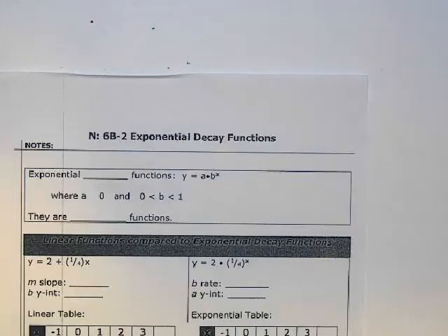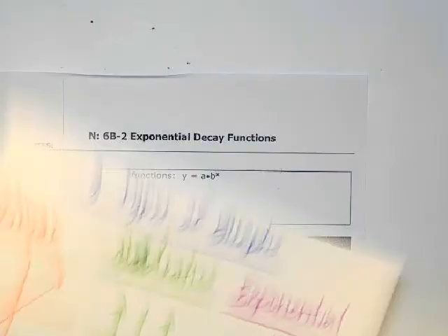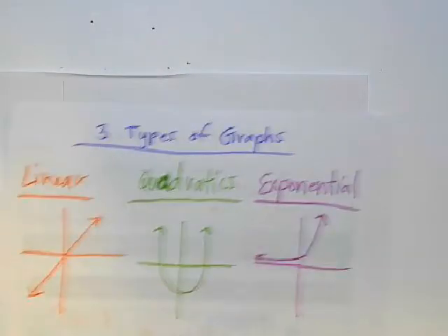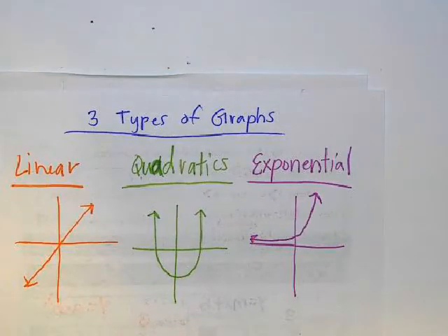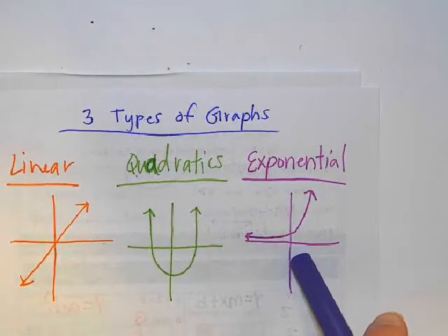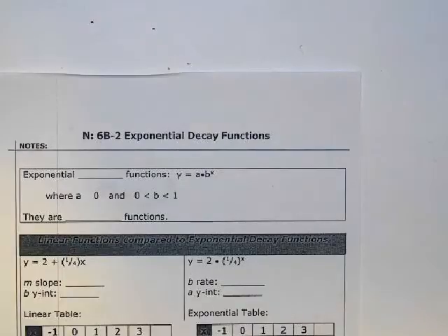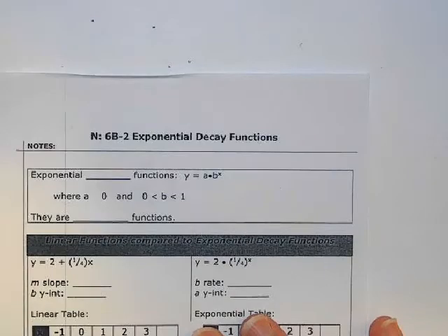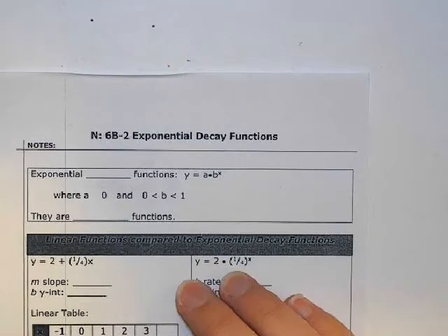6B-2, exponential decay functions. Before last notes, we talked about how you have three types of graphs: linear, quadratic, and exponential. We've spent most of the year talking about linear. Now we've moved on to exponential. The last notes we did was growth. What does decay mean? Going down. Dying. Getting smaller, right? Getting smaller.